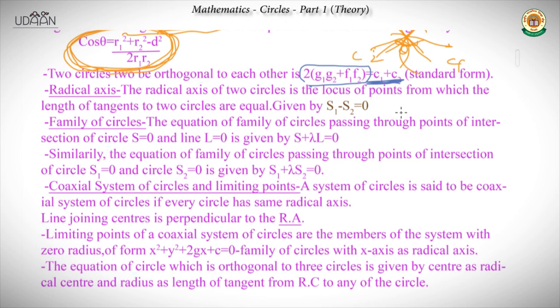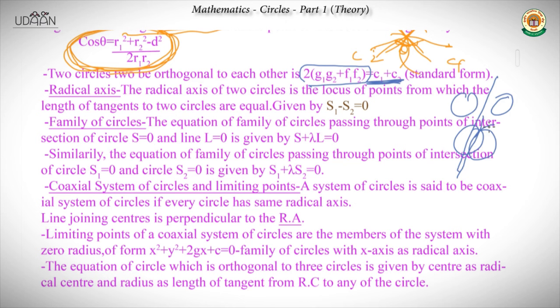The radical axis can either be the common chord when they are intersecting. When they are not intersecting, it is a line which is not intersecting the 2 circles. So when 2 circles are intersecting, this is the radical axis, the common chord. When the 2 are not intersecting, this is the radical axis.